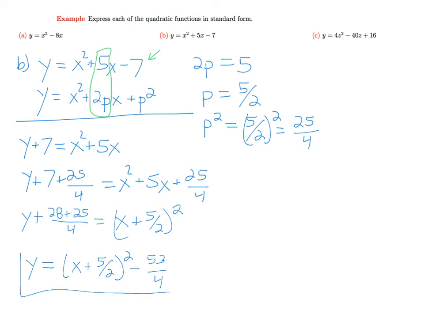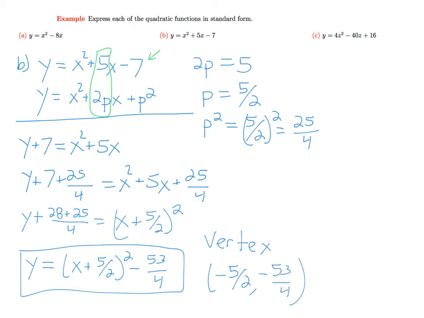So here we've written this quadratic function in standard form, and here we can see that the vertex would be located at our value of h is minus 5/2 and k is minus 53/4. All right, and lastly, let's take a look at part C.